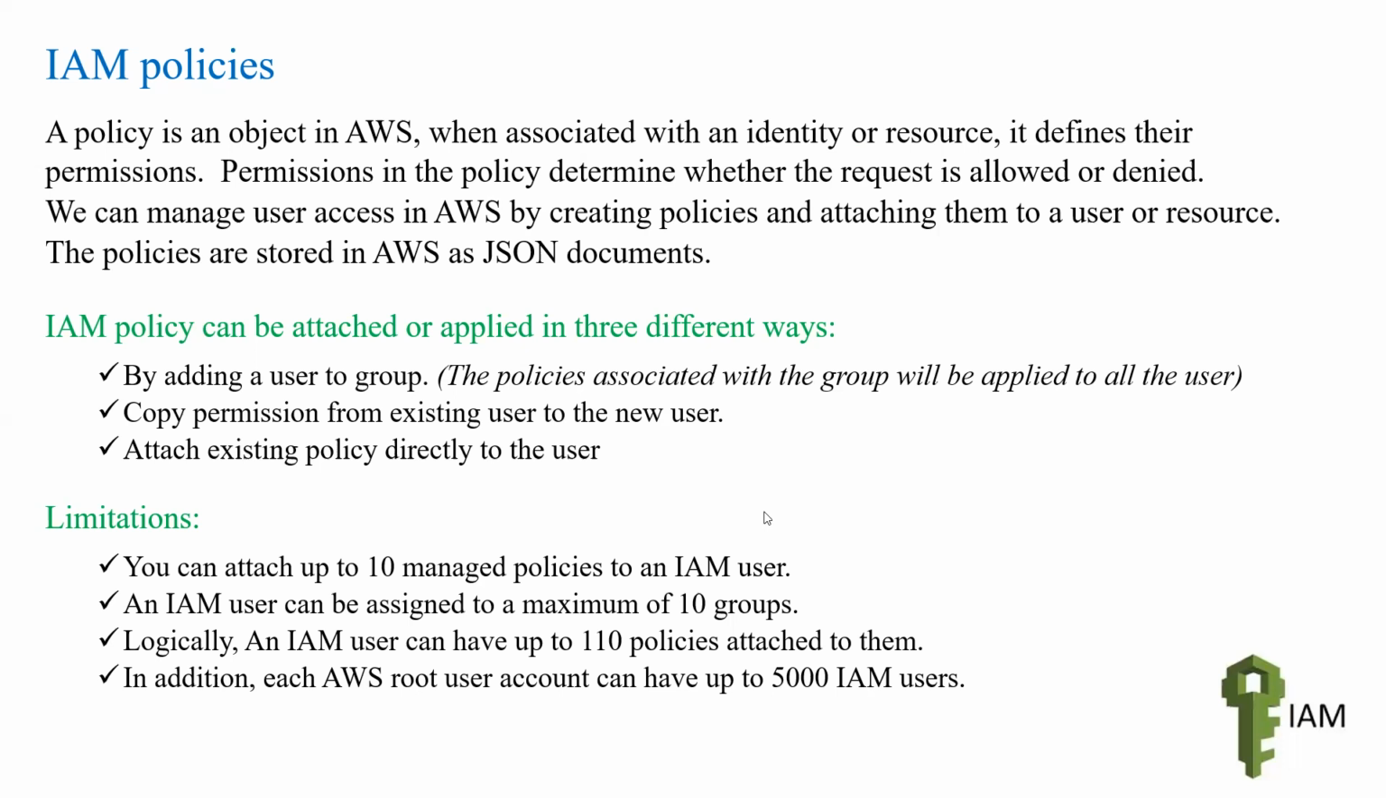Next, another way of applying a policy is to copy the permission from an existing user to the new user. Say, for example, I'm a user having the administrative privileges. When you are creating the next user, you can copy the permission directly from my user account to the new user account. That means both of us need not be added into a group that has admin rights. So a user identity can have a separate policy attached directly to it. This is the second method.